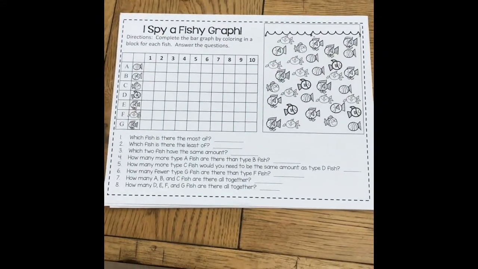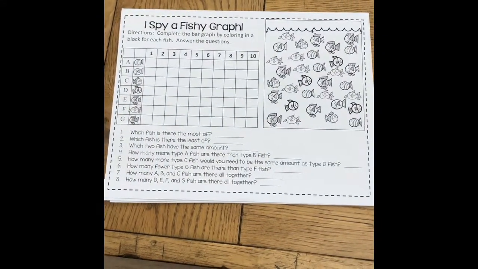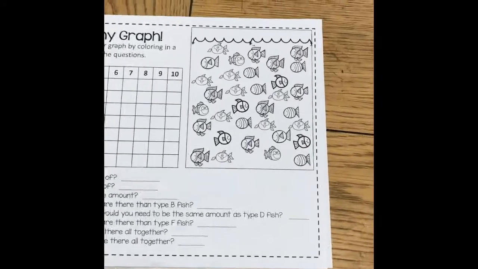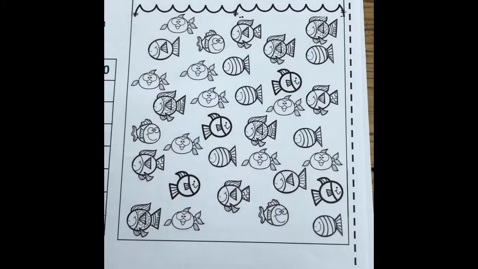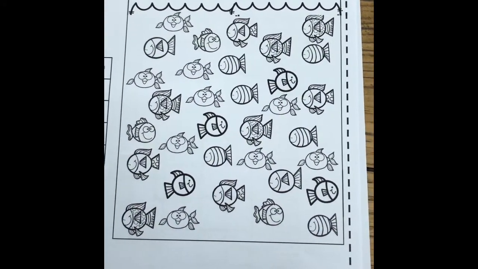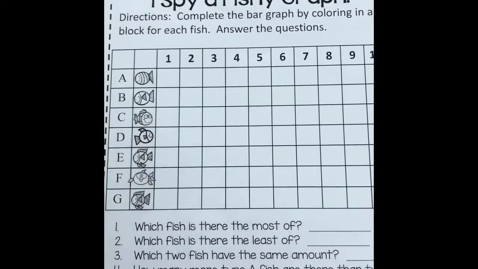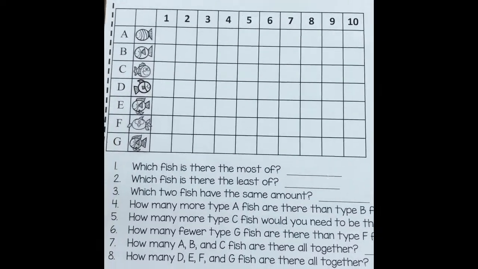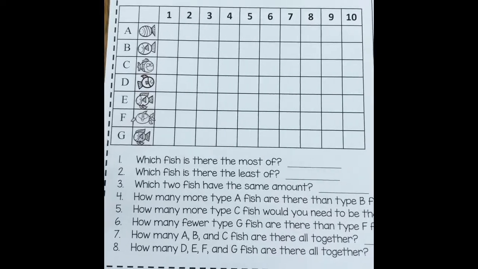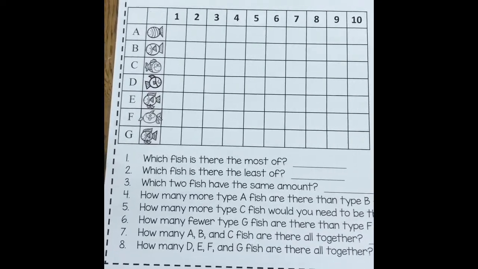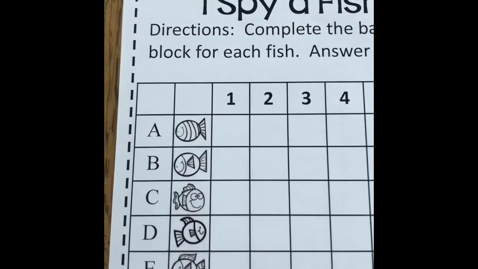My next activity is I Spy a Fish Graph. So you're going to look on this graph at all the different kinds of fish. We're going to count those fish, and you're going to make a bar graph. And out of that bar graph, you're going to analyze or answer questions about some of the data that you collected. So let's look at A.